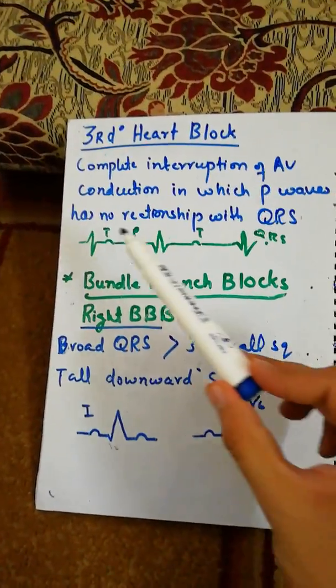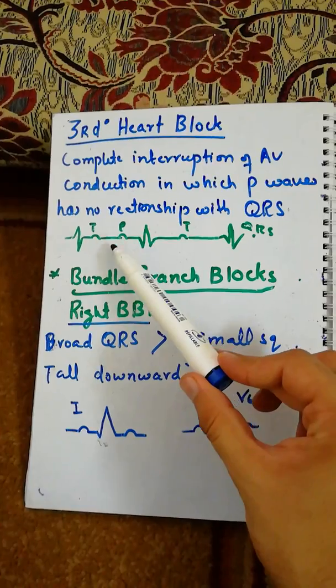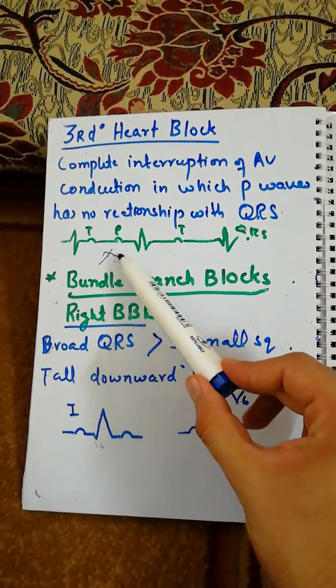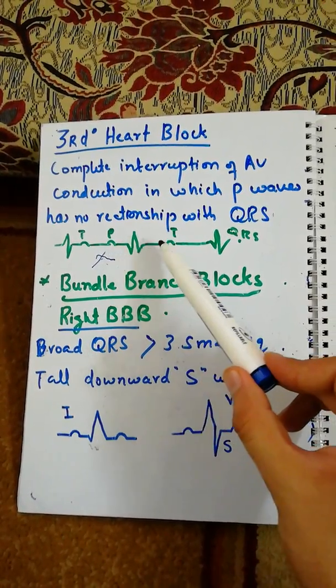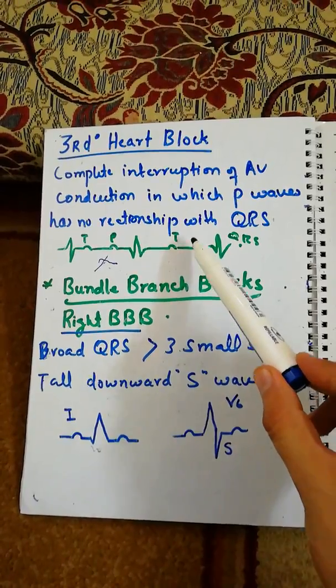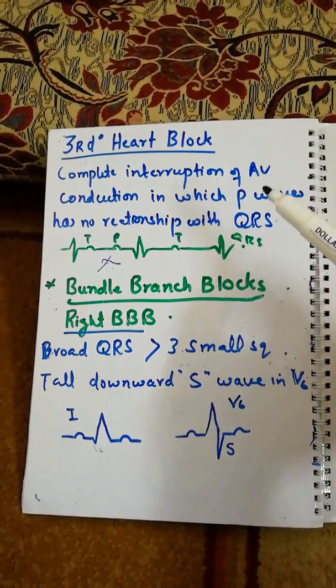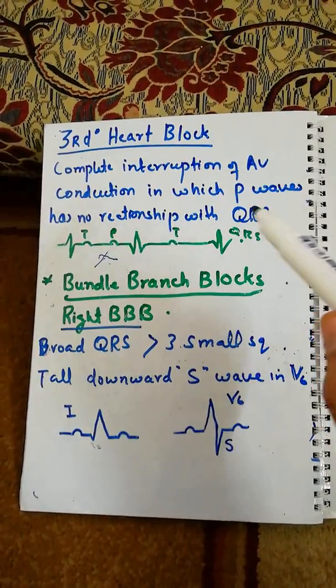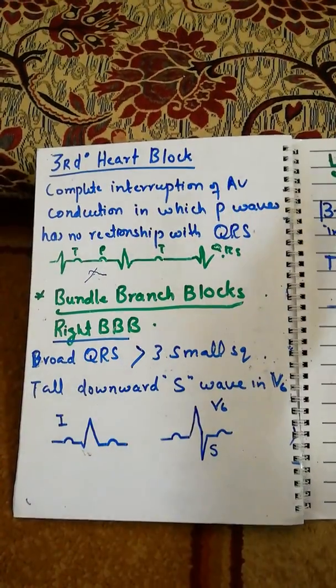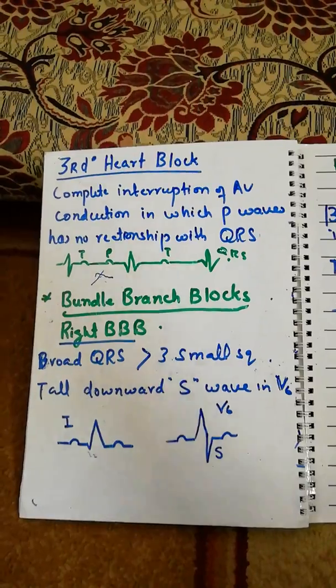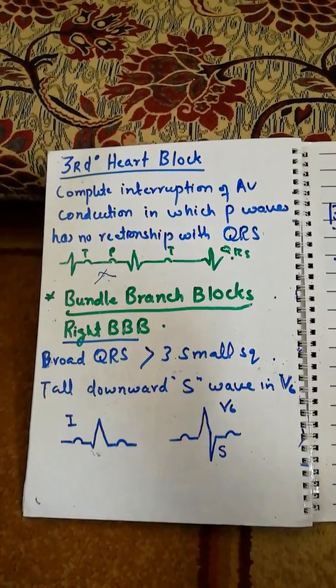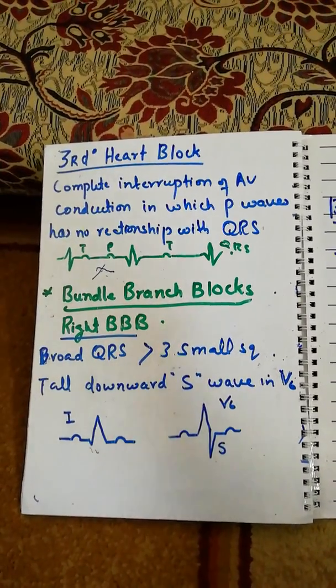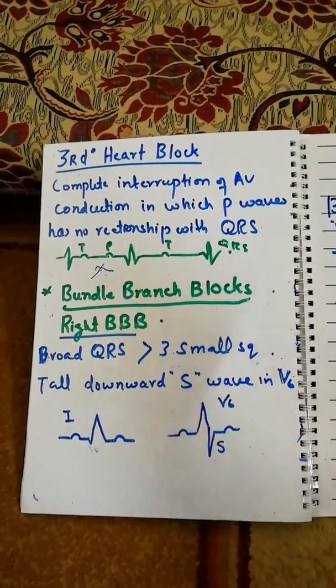As you can see here, this is a QRS, this is a T wave, the QRS beat is missed here, here a QRS is present, and here again the QRS beat is absent. So there is no relationship between the P and QRS. Normally there should be a QRS complex after the P wave, but in case of third degree heart block, there will be no relation between P and QRS complex.